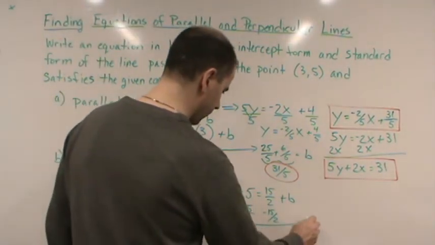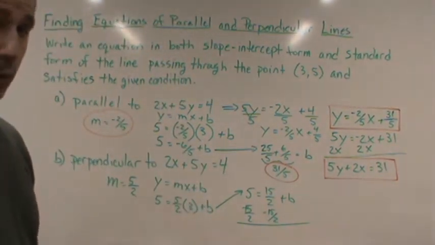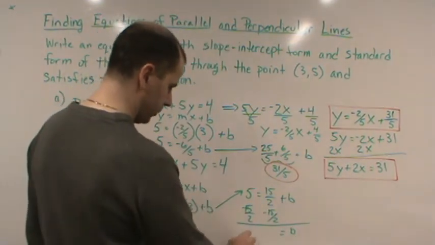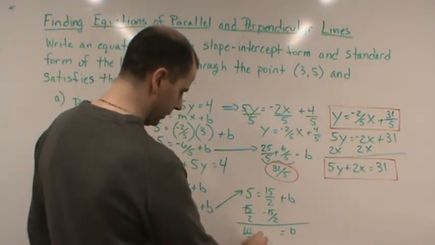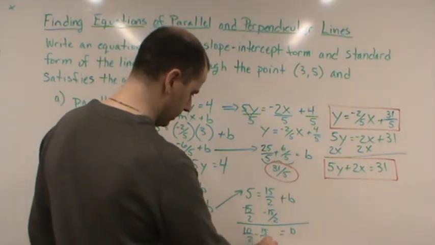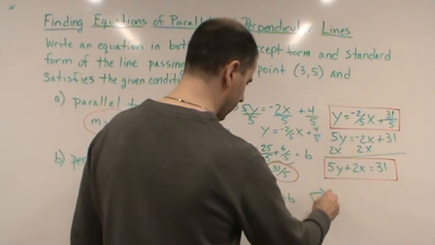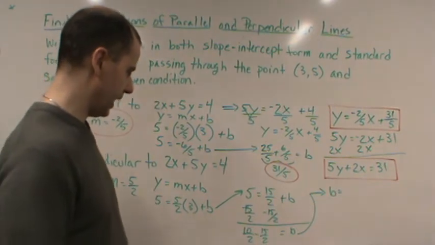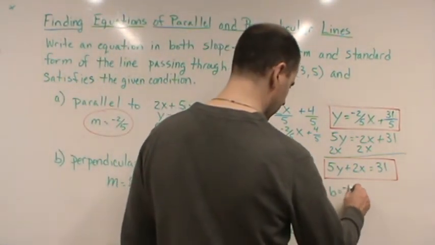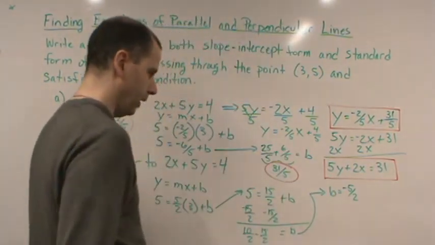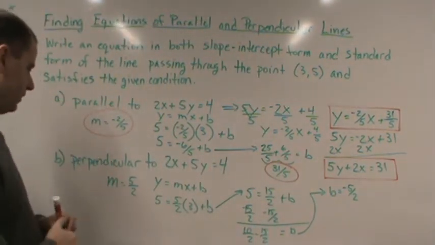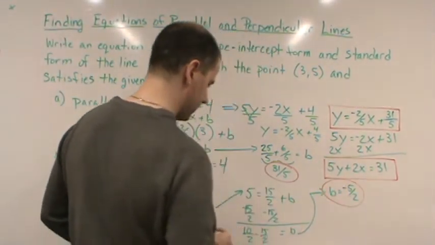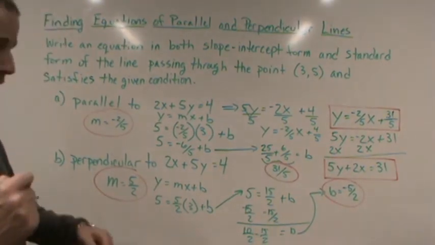Okay? And so all we're going to do is get b, and we're going to get 5, which is, again, the same as 10/2, right? Minus 15/2. And then we end up with b equals what? Well, 10/2 minus 15/2 is minus 5/2. And there's our intercept. So now we've got our two pieces. We've got our slope and we've got our intercept. So now we can write the two forms of the equation of a line.